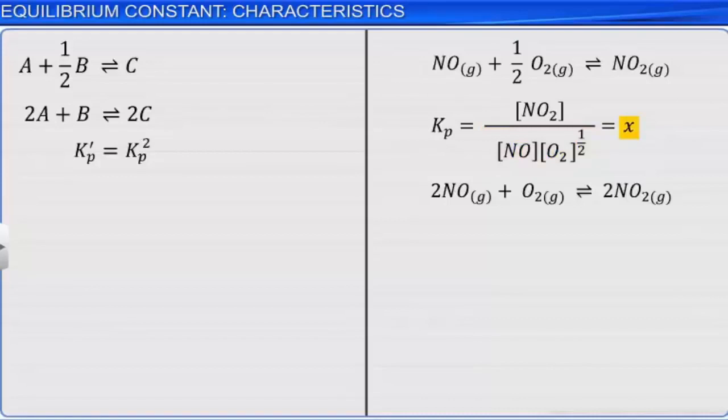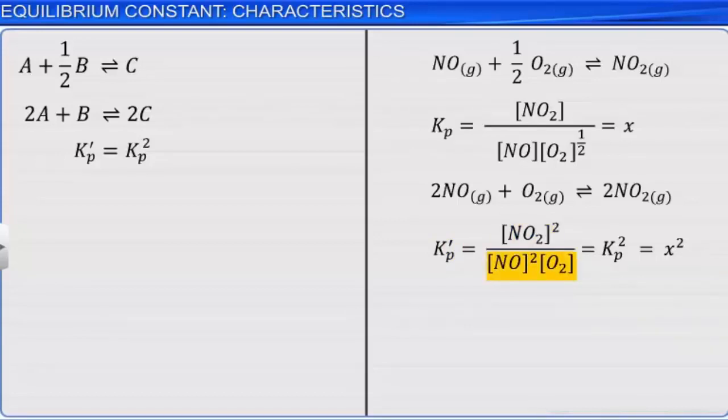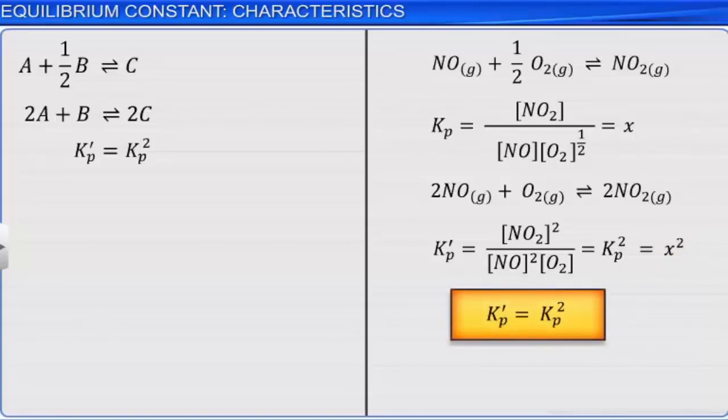The equilibrium constant for the reaction of 2 moles of gaseous nitric oxide and 1 mole of gaseous oxygen combining reversibly to form 2 moles of gaseous nitrogen dioxide may be written as Kp dash is equal to the concentration of nitrogen dioxide raised to the power of 2 divided by the product of the concentration of nitric oxide raised to the power of 2 and the concentration of oxygen, is equal to Kp square, which is equal to x square. Thus, you can say that the equilibrium constant for the second reaction, Kp dash, is equal to the square of the equilibrium constant of the first reaction.